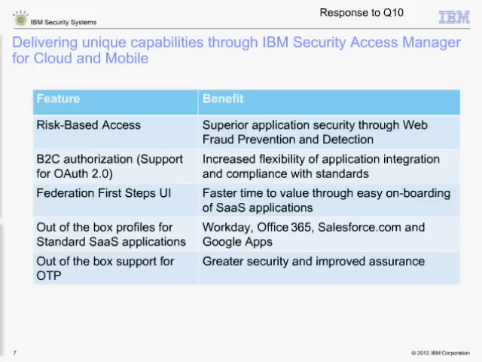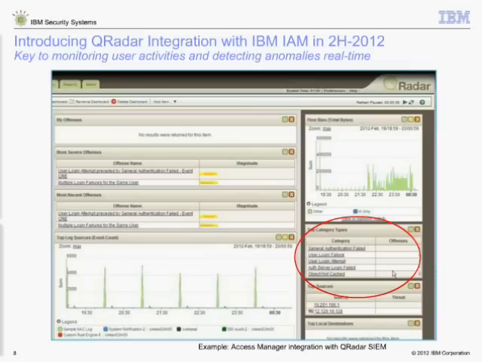It also contains a new Federation First Steps user interface, and this user interface lets you onboard SaaS applications very quickly and easily. We've also provided out-of-the-box profiles for standard SaaS applications like Workday, Office 365, Salesforce.com, and Google Apps in this release. And this release also contains out-of-the-box support for one-time passwords, which gives you greater security and improved assurance over user access.